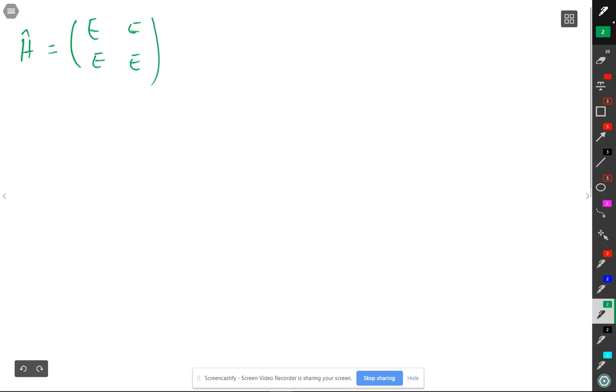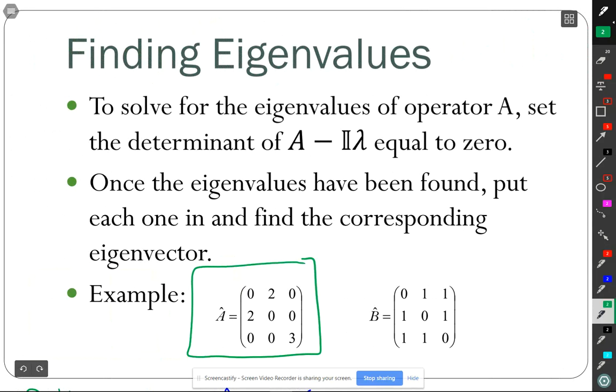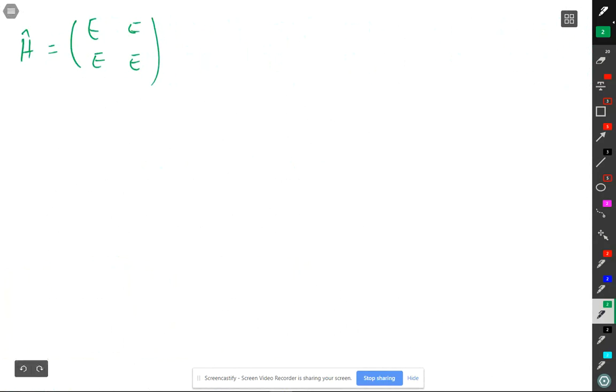There's our Hamiltonian operator. So step number 1, and I actually have the step here. To solve for the eigenvalues of the operator A, set the determinant of A minus lambda times the unit matrix equal to 0. So if that's my operator, then my characteristic equation is the determinant of E minus lambda, oops, I forgot my sign there. So that's the characteristic equation. That is what I'm solving to find the lambdas. I will find here 2 lambdas, and that will be my 2 eigenvalues.